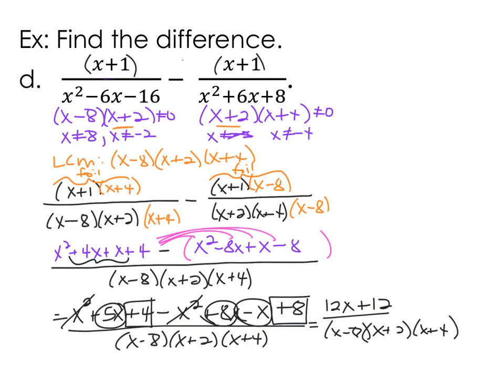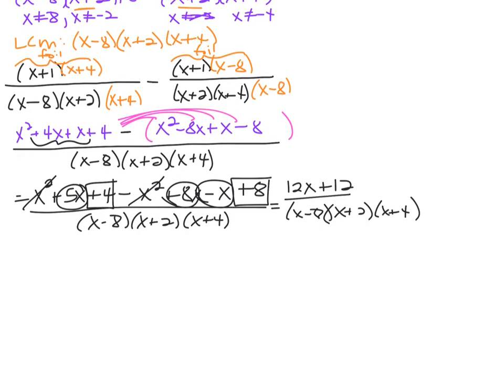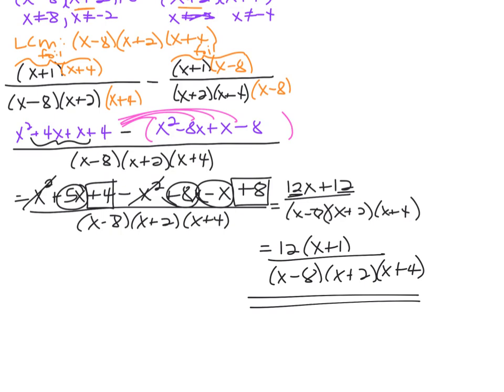Now we're going to try to factor to see if anything cancels out with our denominator. I notice that we can take out a common factor of 12, but that would just give us x plus 1. And if I look at my three denominators, nothing is going to cancel. So there is finding our difference, making sure we include our domain.